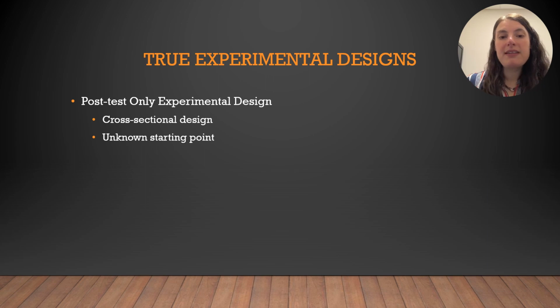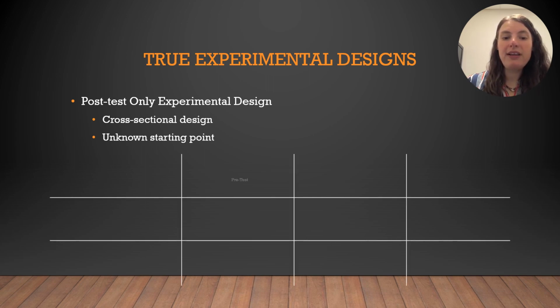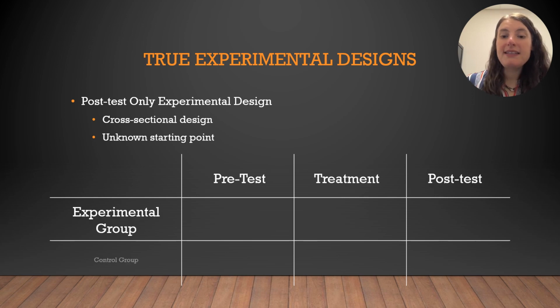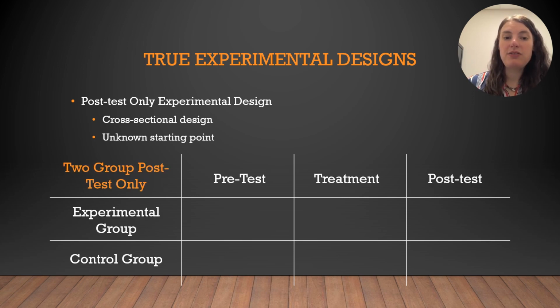Another true experimental design is the post-test only experimental design. This design has both an experimental and a control group, but it doesn't include a pretest. In terms of an experimental map, we start with the same basic layout. We add in our 3x4 grid and we put all the labels up that we had before. This time changing the name to two-group post-test only instead of ideal experiment.